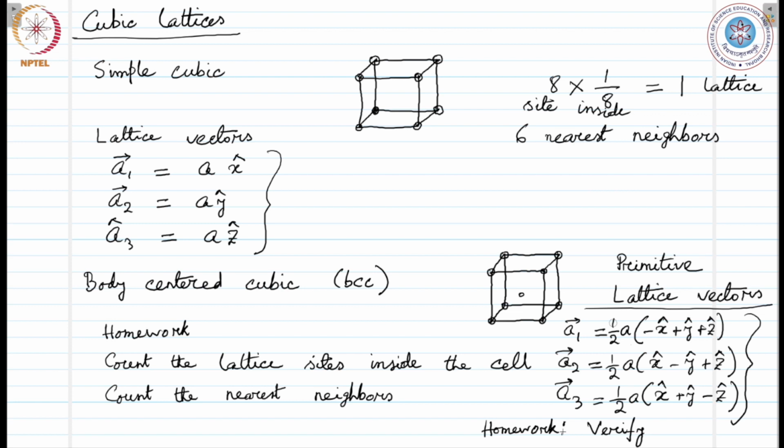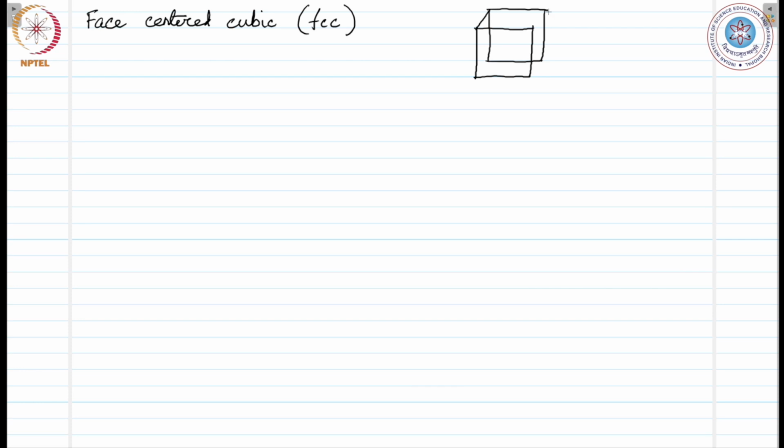Okay, after discussing the primitive unit cell for BCC, let's move on to the face-centered cubic structure. It's called FCC. Let's first draw a structure. Obviously, the corners make lattice points. And as the name suggests, we will have other lattice points at the centers of the faces: bottom face, top face, side faces, and front and rear face. All these are lattice sites.